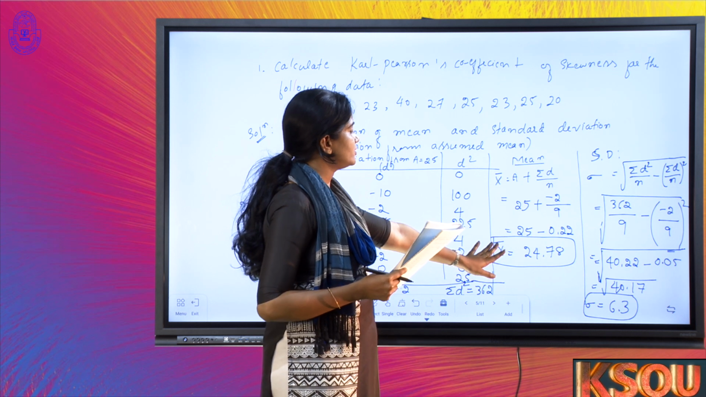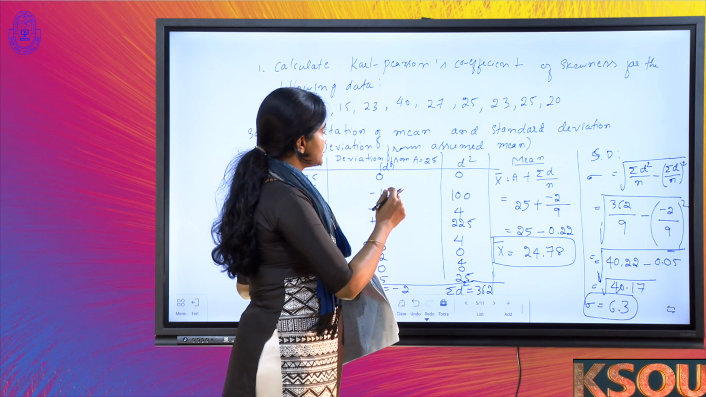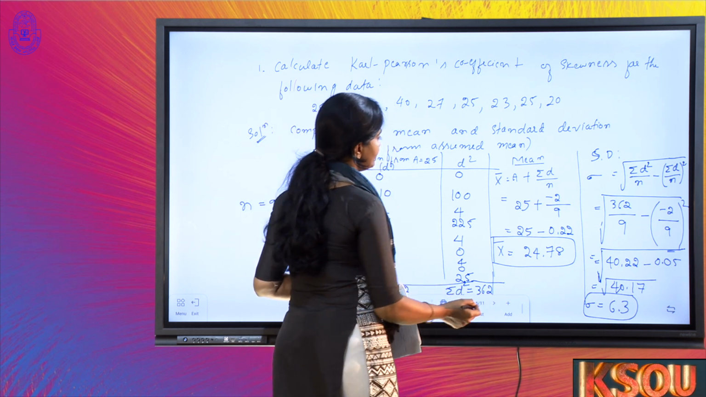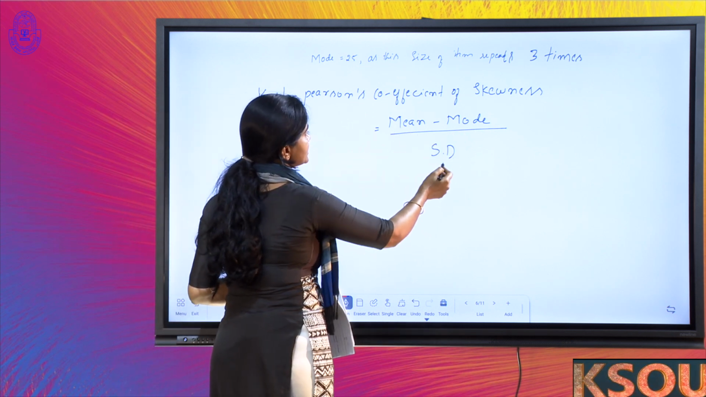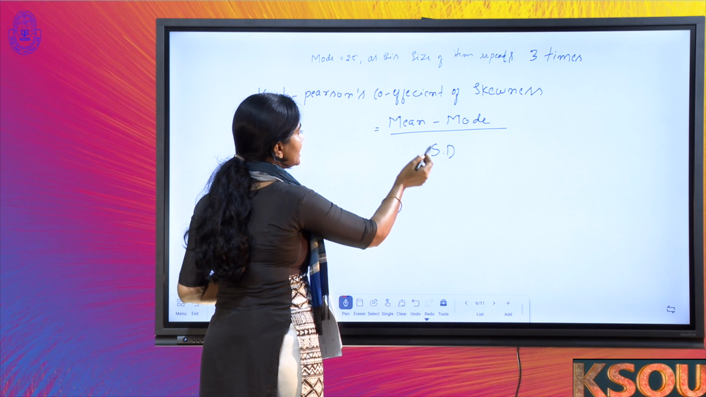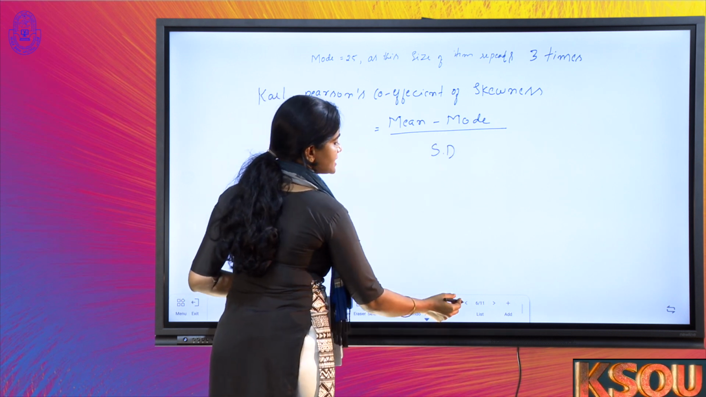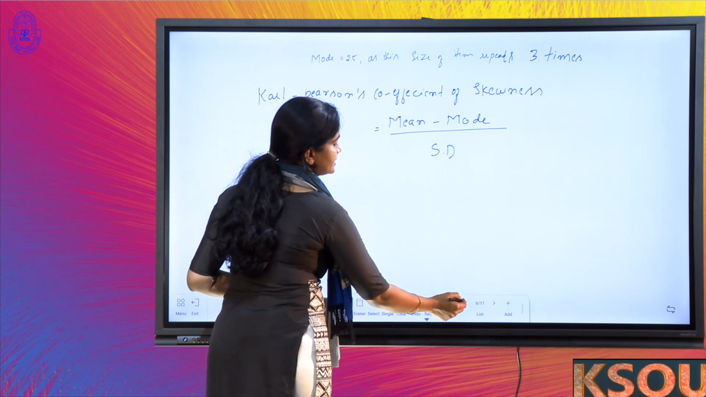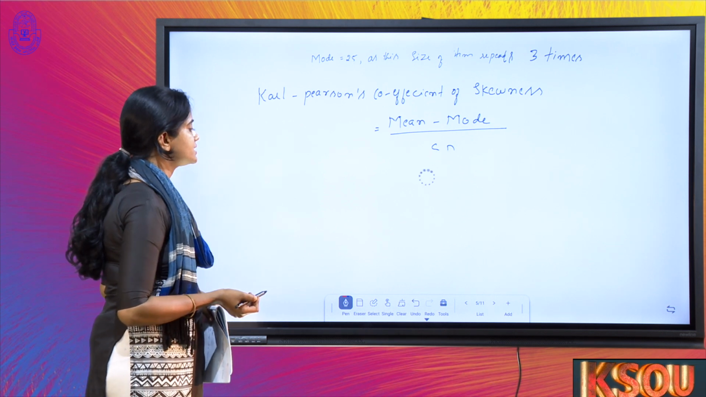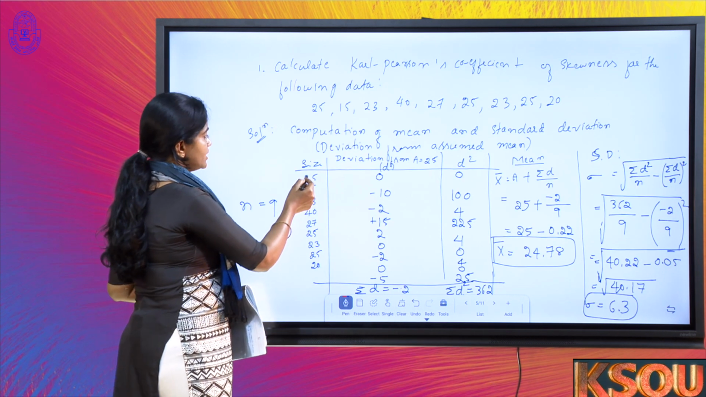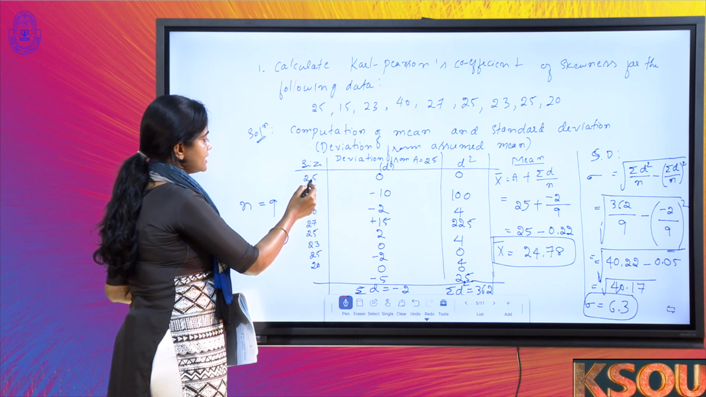After calculation of mean and standard deviation value, we will have to take the Karl Pearson coefficient. For that we need mean, mode and standard deviation. We have calculated mean and standard deviation. Now we will have to take mode. Mode means maximum repeated frequency in the distribution, right? So what is the maximum repeated frequency in this distribution here, you will have to see the size. So most frequently occurred frequency is 25.